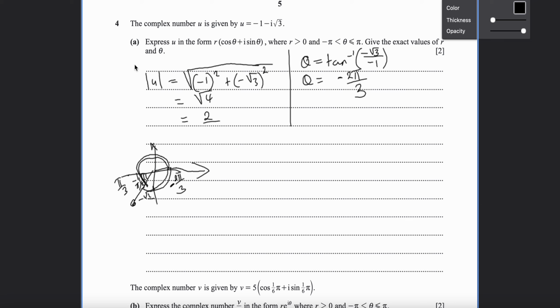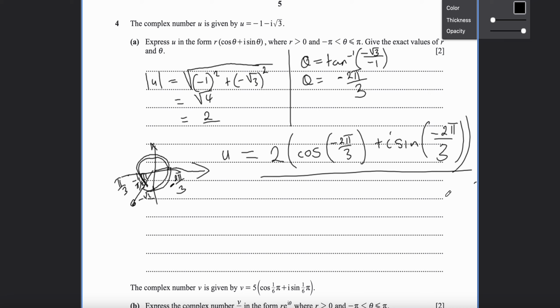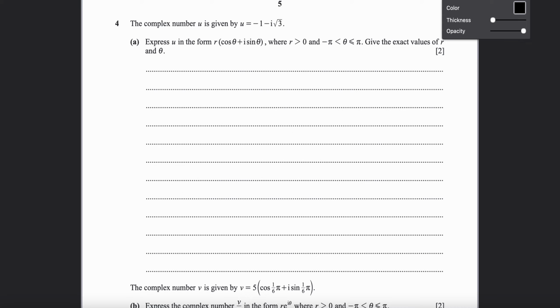Right, so now when we are writing it in this form, we are saying that u is equal to our r, which we said is 2, then cos of negative 2 pi over 3 plus i sine of negative 2 pi over 3, and we are done. So we have managed to write our u in polar form. Okay, so now we move on to part B.